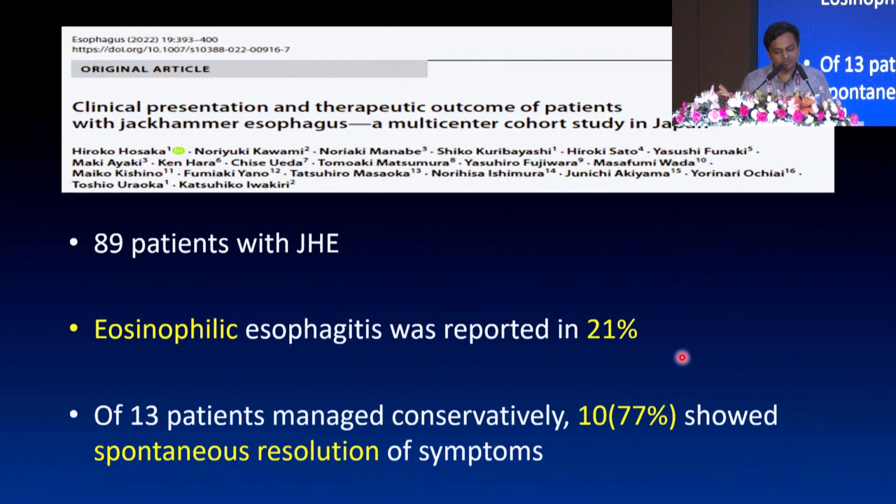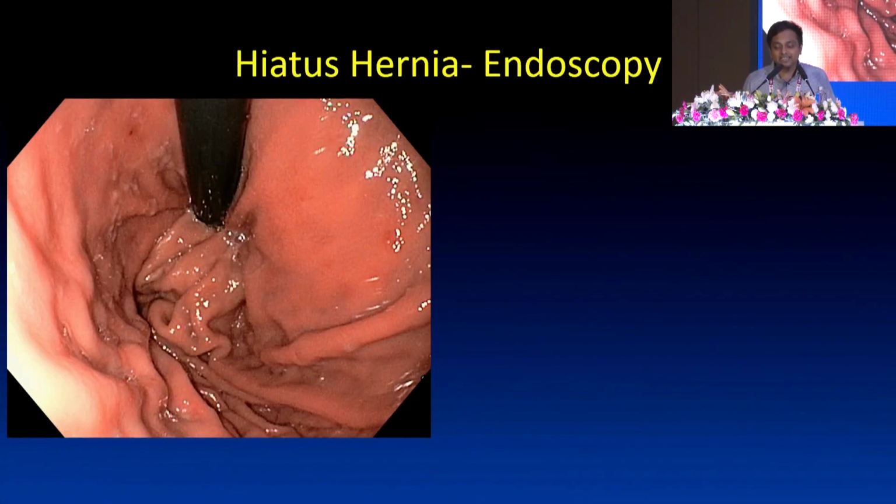This was an interesting paper that I came across. Jackhammer esophagus, almost 90 patients. Eosinophilic esophagitis was seen in 21% of all such patients. So always search for any alternative causes for spastic motility disorders before you rush for an interventional procedure.